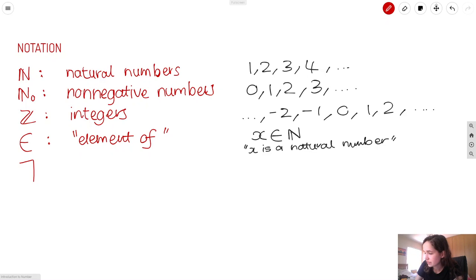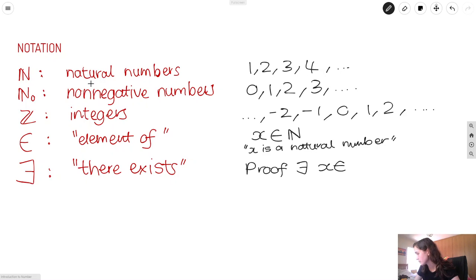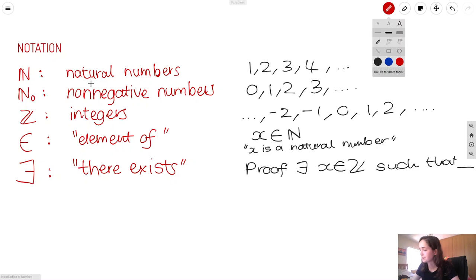You'll also see this flipped E, and this means there exists. So you may be asked to prove that there exists x in the integers such that something is true. In other words, we should prove that there is an integer x so that some statement is going to be true.